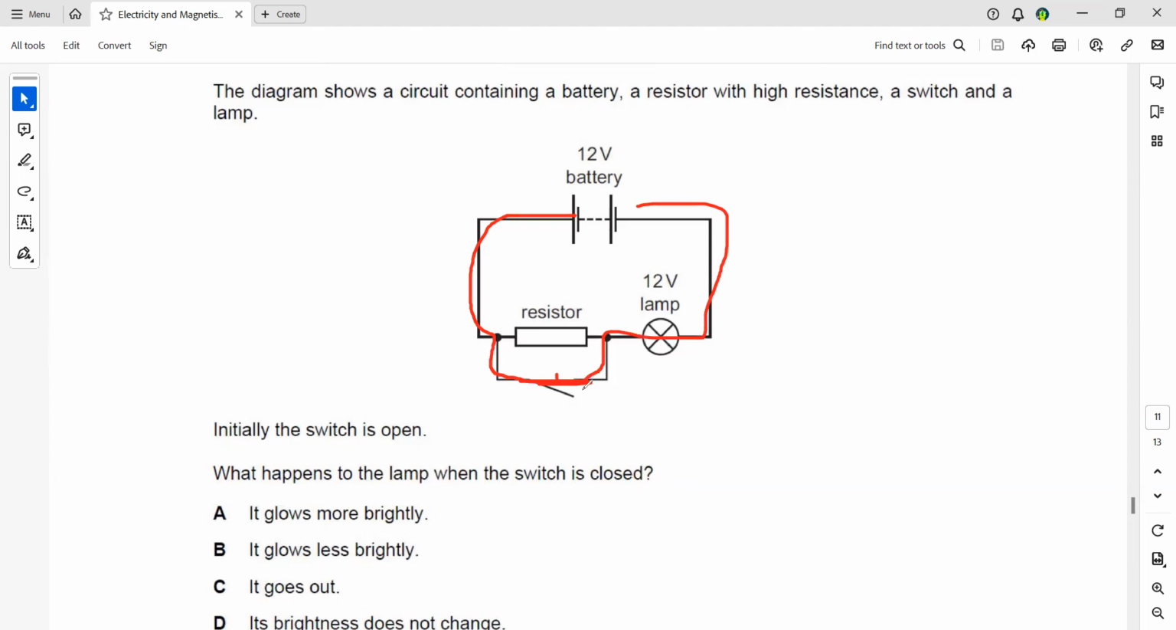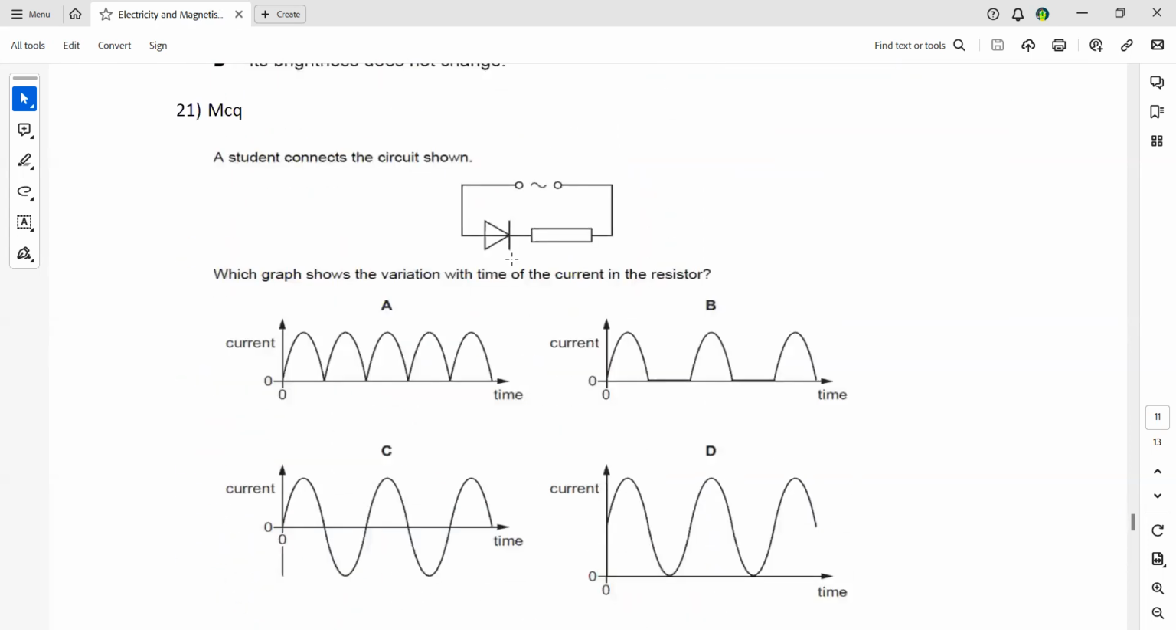And when we say a circuit is short, it means some of the components are not part of the circuit. If there was any component here, a resistor or a lamp or any device, then it won't be a short circuit. Short circuit means a circuit without any resistance or with a very low resistance.